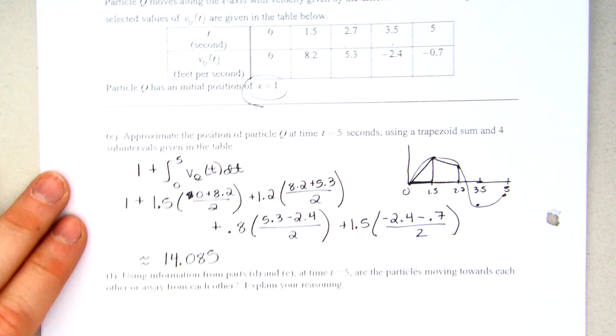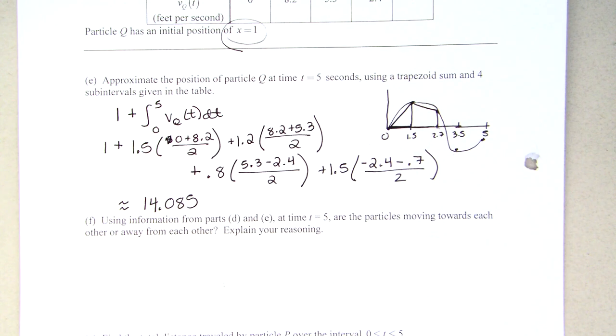Okay. Using the information from parts D and E, at time 5, are the particles moving toward each other or away from each other? Explain your reasoning. How would I approach this? Zia.